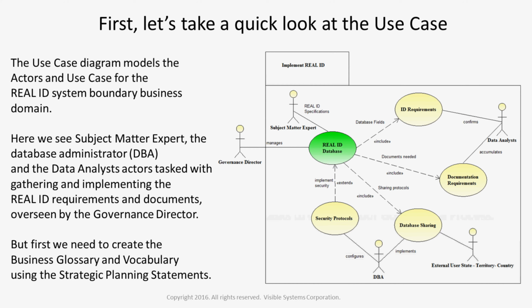First, let's take a quick look at the use case. The use case diagram on the right models the actors and use cases for the Real ID system boundary business domain. Here we see the subject matter expert, the database administrator, and the data analyst actors tasked with gathering and implementing the Real ID requirements and documents overseen by the governance director. But first, we need to create the business glossary and vocabulary using the strategic planning statements.